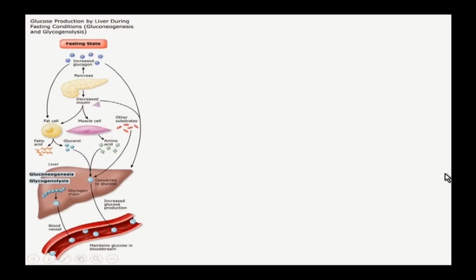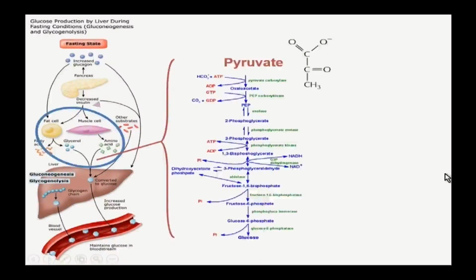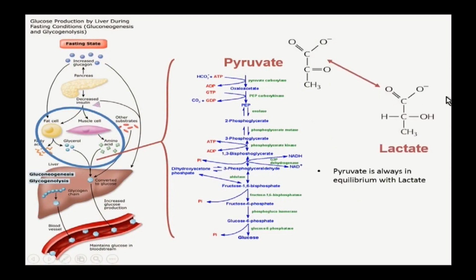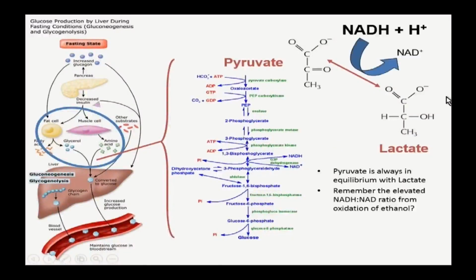So in a fasting state, we are going to be releasing glycerol and amino acids and fatty acids from the muscle and fat. And then those in the liver are going to get converted to glucose in this long pathway right here from pyruvate all the way to glucose. But pyruvate is always in equilibrium with lactate. It is a single redox step. And what we need is NADH to reduce the pyruvate into lactate.